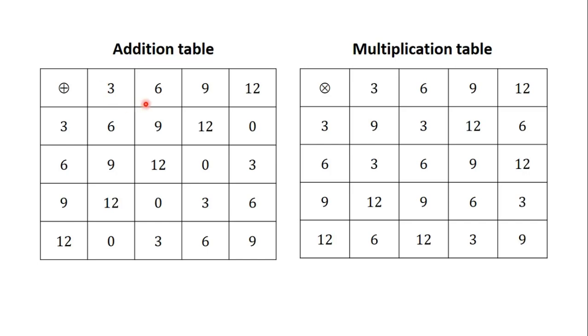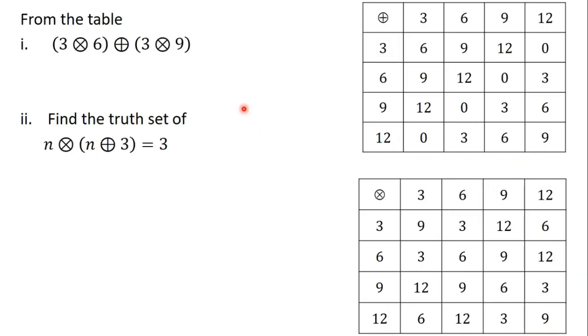So now we have both the addition and multiplication tables for mod 15 on the set 3, 6, 9, 12. The next part of the question says that we should use our tables to evaluate i, 3 times 6 in brackets plus in brackets 3 times 9. Then ii, find the truth set of n times in brackets n plus 3 is equal to 3. We are going to do this in the next video. So see you in the next video and let's continue solving the question. Bye-bye.